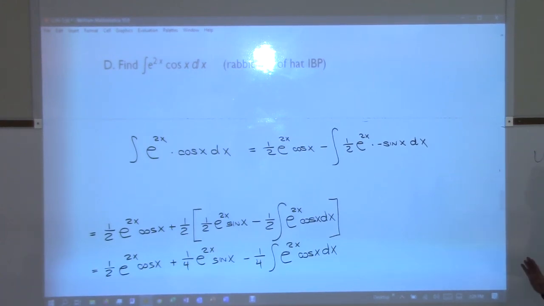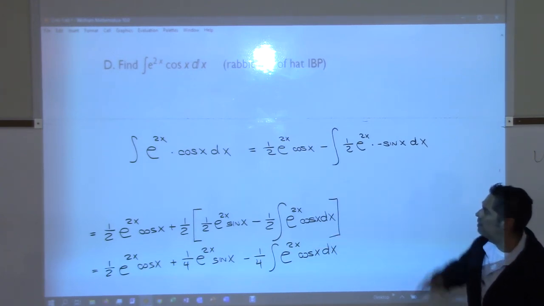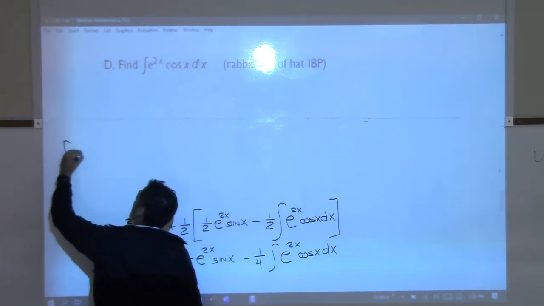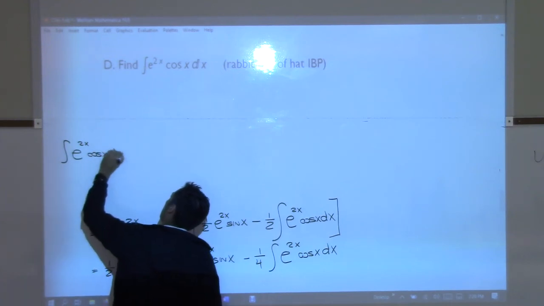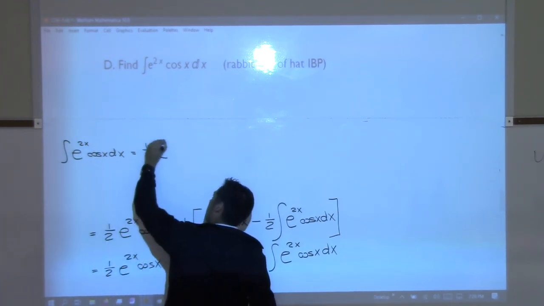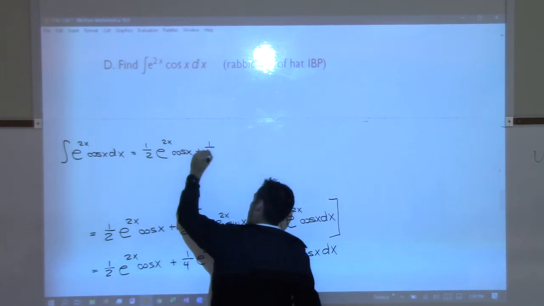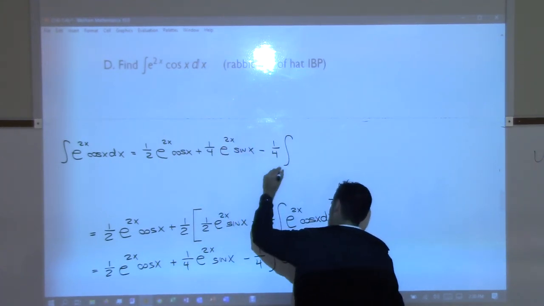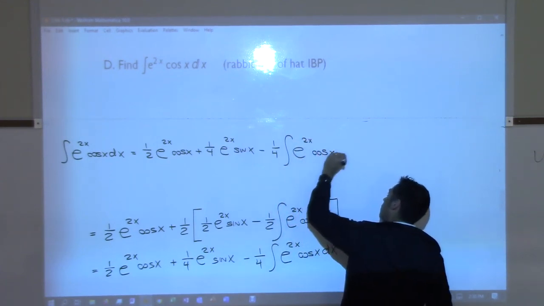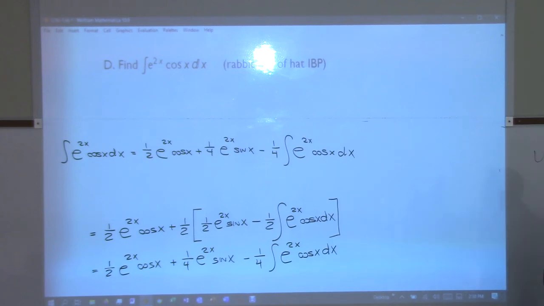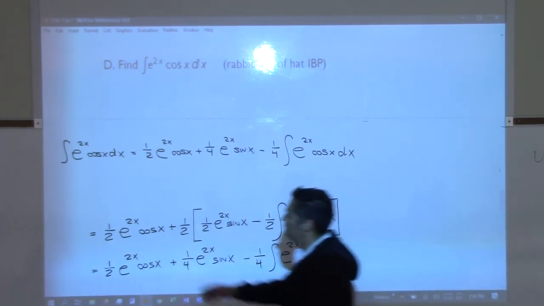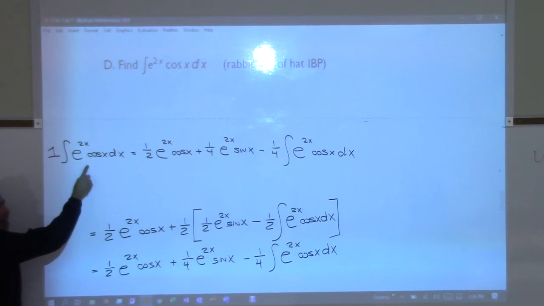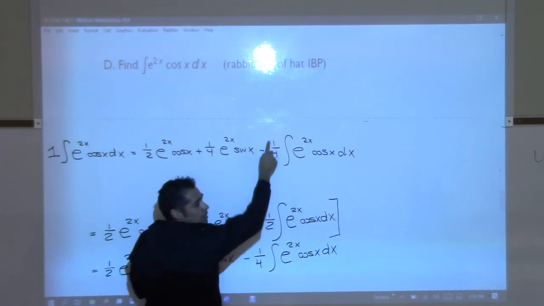Okay, so now we see the original integral here, and we're kind of like, what the hell? So I would like to rewrite everything now. I'd like to start with the original problem. And I'm going to rewrite all this: 1/2 e to the 2x cosine x plus 1/4 e to the 2x sine x minus 1/4 of these integrals e to the 2x. They don't quite cancel, but they do something. Look, we have one apple right here, and we want to know what this one apple is. And this apple is equal to all of this minus 1/4 of the apple.